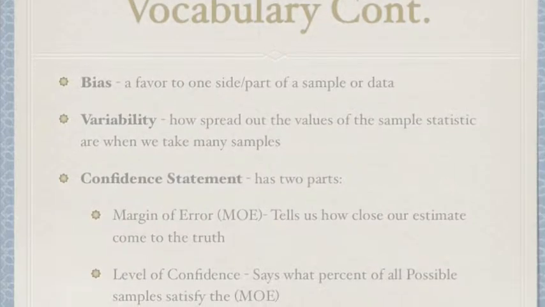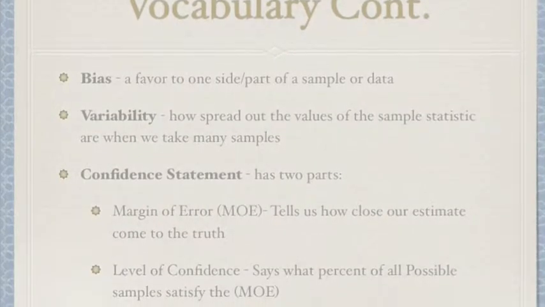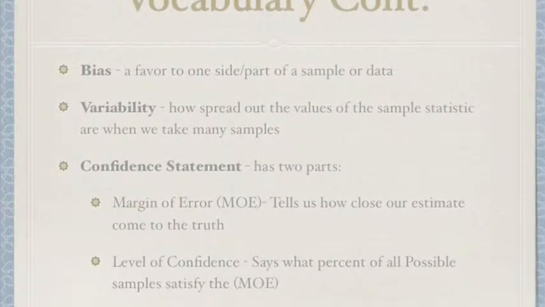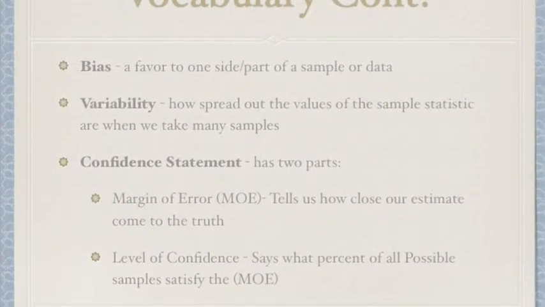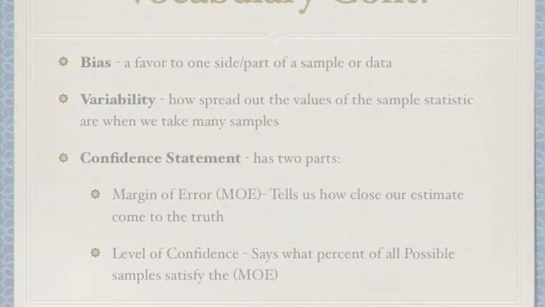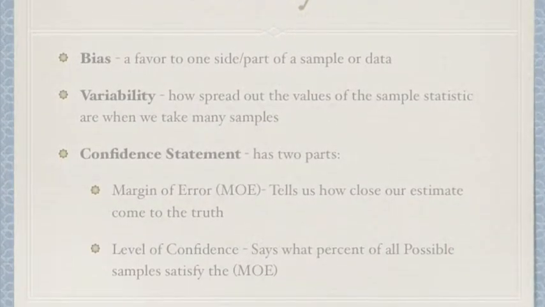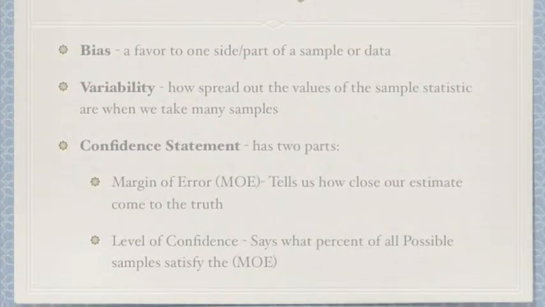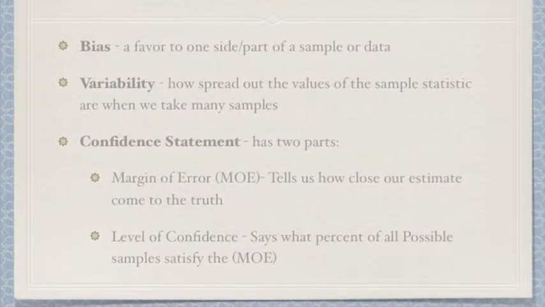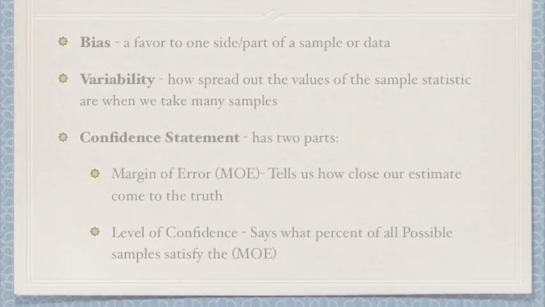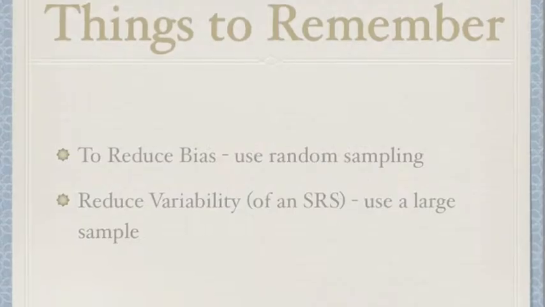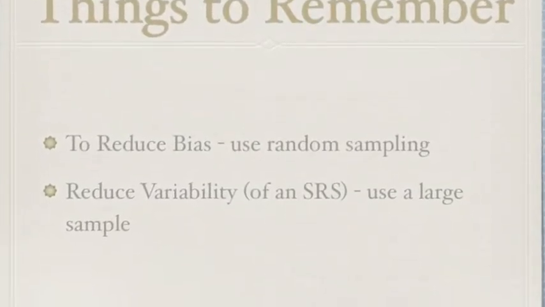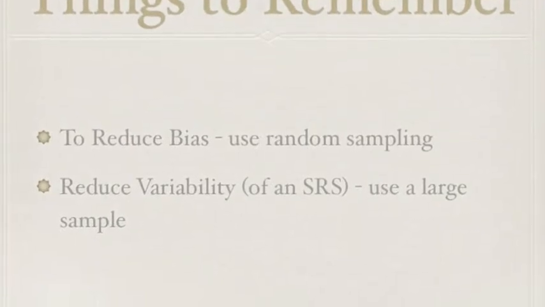And then the next word is variability, which is how spread out the values of the sample statistic are when we take many samples. And then the next one is confidence statement, and it has two parts. The first one is margin of error, which tells us how close our estimate comes to the truth. And then the second one is level of confidence, which says what percent of all possible samples satisfy the margin of error. Here are some things to remember. To reduce bias, use random sampling. To reduce variability of an SRS, use a large sample size.